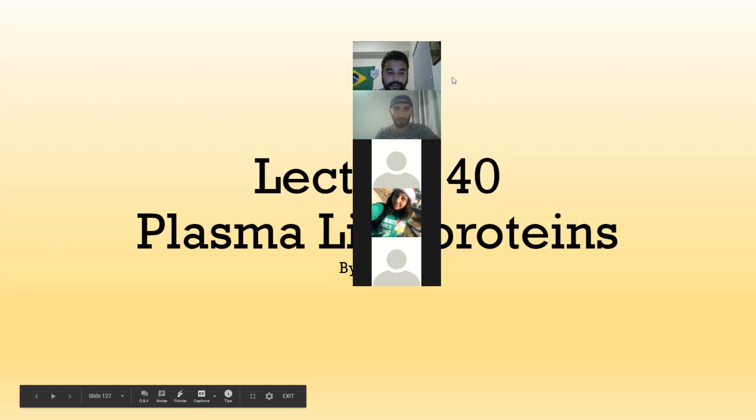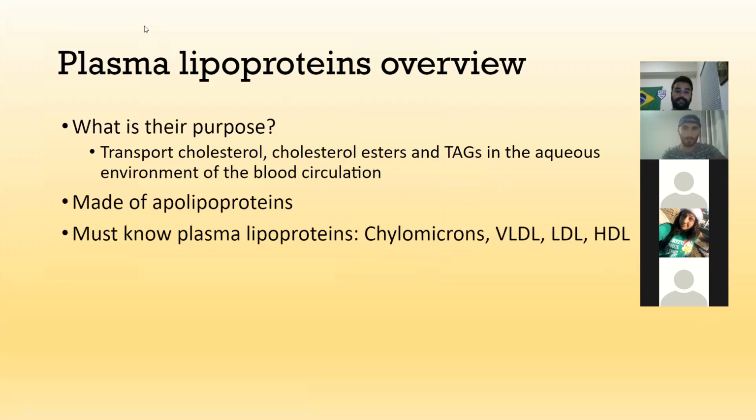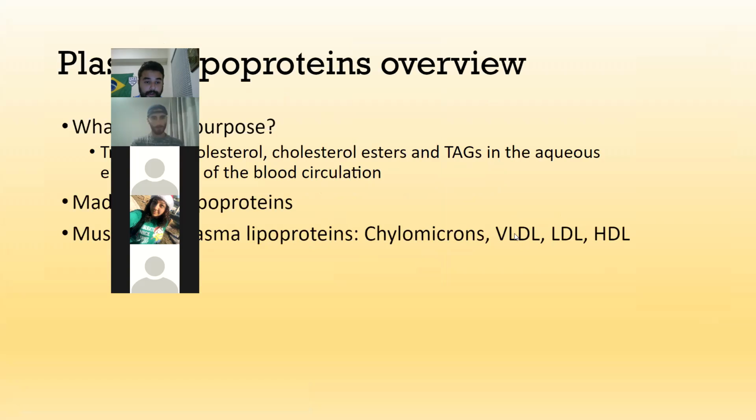So now moving on to lecture 40, our plasma lipoproteins. What is the purpose of a lipoprotein, right? They're basically a ball of fat surrounded by protein. That's how I like to describe it sometimes, because this is going to transport cholesterol esters and triacylglycerols in the aqueous environment for the blood circulation, okay? These are made up of apolipoproteins, which are the proteins that surround the lipoproteins, okay? But the big plasma lipoproteins that you have to know are our chylomicrons, our very low density lipoproteins, our low density lipoproteins, and our high density lipoproteins.